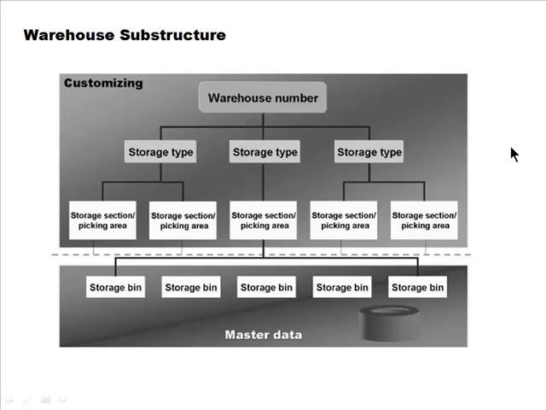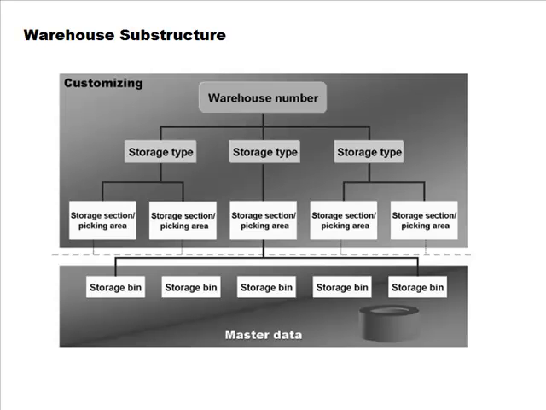Okay, so now that we've seen the connection between inventory management and warehouse management, now we'll look at the actual structure of the warehouse management system itself. Right, the detailed structure of the warehouse. So a warehouse number, we refer to a warehouse as a warehouse number. A warehouse number has multiple storage types, right? A storage type is just an area which can store items with similar storage requirements.